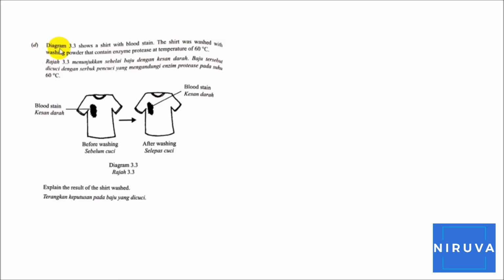Okay, and D, diagram 3.3 shows a shirt with a blood stain, where the shirt was washed with washing powder that contains the enzyme protease at a temperature of 60 degrees Celsius. Okay, so there is a blood stain on the t-shirt and the result after the washing. Explain the result of the shirt wash.